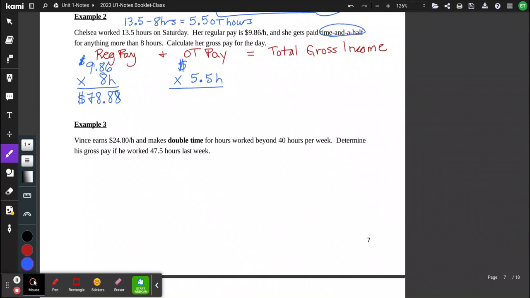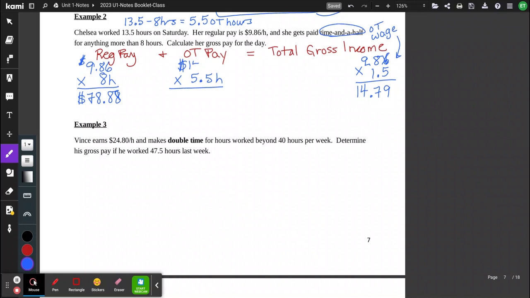So I'm going to take over here my $9.86 and I'm going to times it by 1.5. And that's going to give me how much her overtime wage is. So this is going to be her OT wage, meaning how much she gets paid in overtime. So that's going to become $14.79. So that's her overtime wage, how much she gets paid per hour.